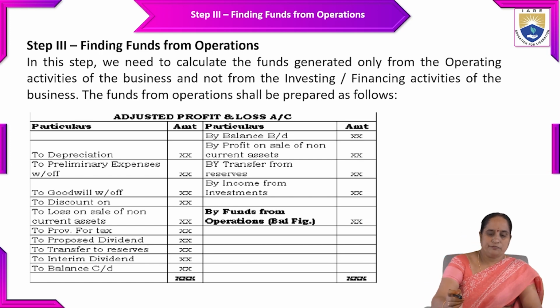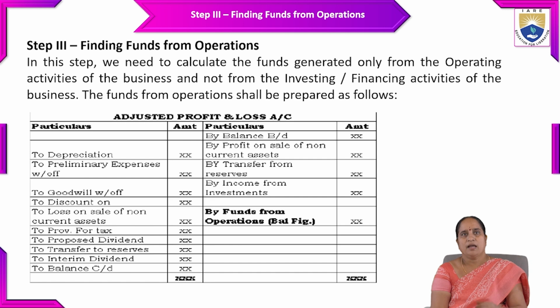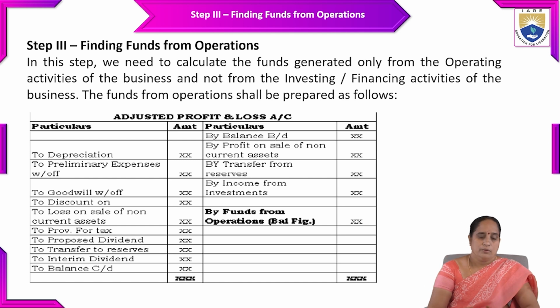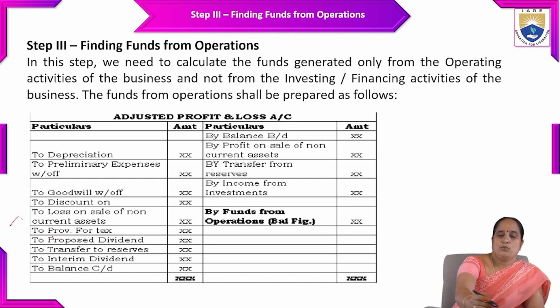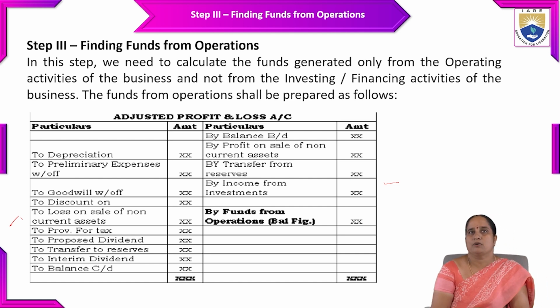This adjusted profit and loss account consists of two columns, particulars and amount, and particulars and amount. On the debit side, as it represents nominal accounts, all expenses or losses are mentioned, whereas all incomes or gains should be mentioned on the credit side of the profit and loss account.